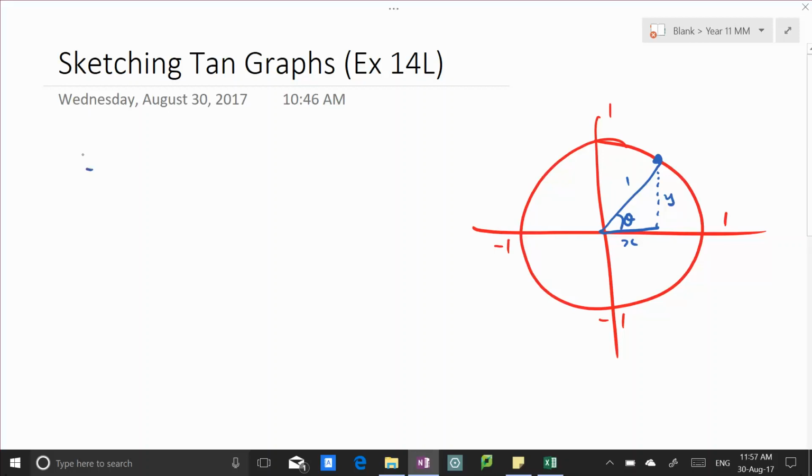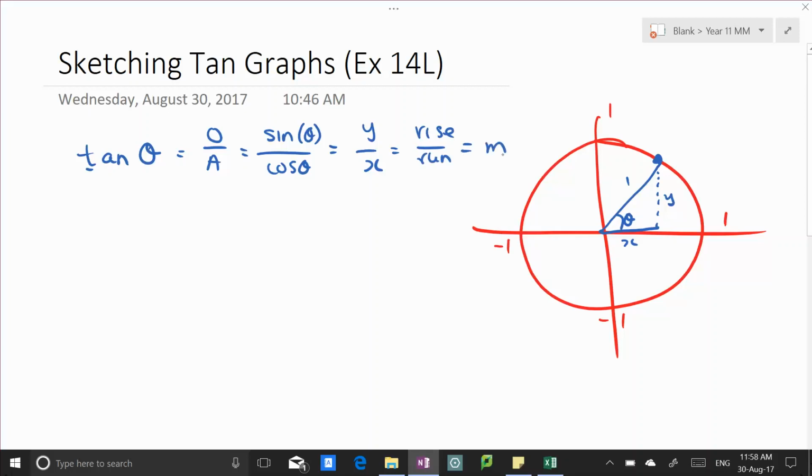Okay, so that's why when we say tan of theta equals opposite over adjacent, which is the same thing as saying sine theta over cos theta, because the opposite is your sine theta, or you can think of it as y over x. And y over x is like rise over run, which is the same thing as your gradient. So it's the gradient of the line. And what's a gradient? Gradient is just saying what's the steepness of this line. So you can see this is a steepness of 0.